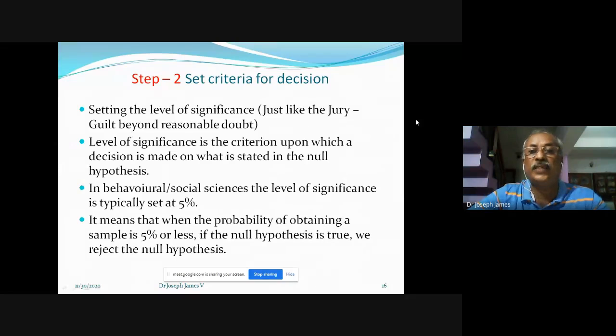The level of significance is the criterion upon which a decision is made on what is stated in the null hypothesis. In behavioral or social sciences, the level of significance is typically set at 5%. It means that when the probability of obtaining a sample is 5% or less, if the null hypothesis is true, we reject the null hypothesis.